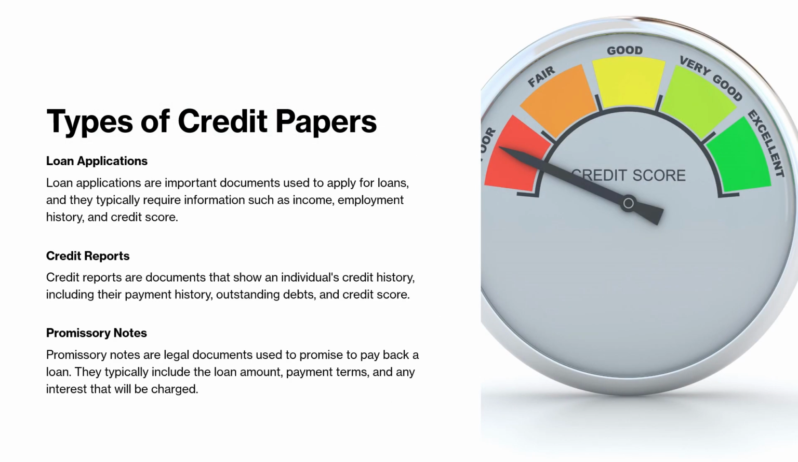Types of credit papers. Loan applications. Loan applications are important documents used to apply for loans, and they typically require information such as income, employment history, and credit score. Credit reports. Credit reports are documents that show an individual's credit history, including their payment history, outstanding debts, and credit score. Promissory notes. Promissory notes are legal documents used to promise to pay back a loan. They typically include the loan amount, payment terms, and any interest that will be charged.